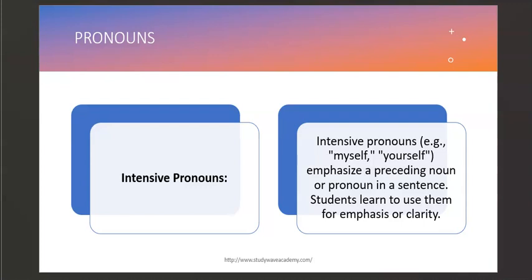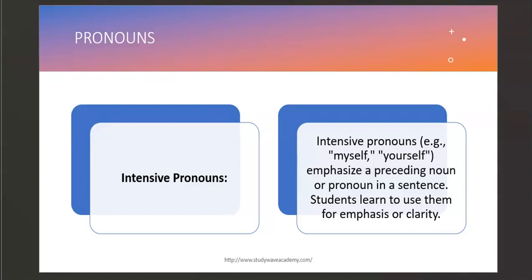Or we can also call them reflexive pronouns. Sometimes we call them reflexive pronouns, but right now we'll call them intensive pronouns. They just emphasize a noun or a preceding noun or a pronoun in a sentence. She ate the food all by herself. So it means that this food, she ate all by herself. She didn't tell anyone to help her eat. She did the entire action all by herself. So this is what we call an intensive pronoun.